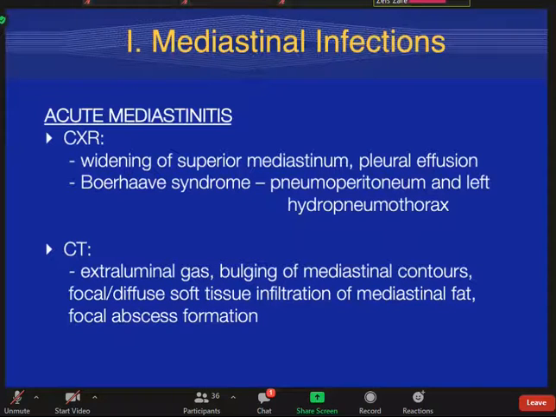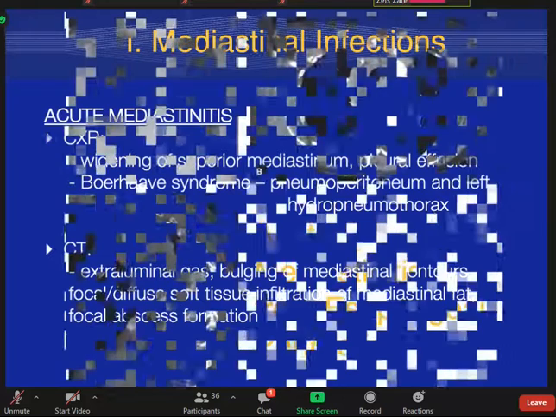When mediastinitis occurs in association with Boerhaave syndrome, pneumoperitoneum and left hydropneumothorax may also be seen. CT is the study of choice for the diagnosis. Findings include extraluminal gas, bulging of the mediastinal contours, and focal or diffuse soft tissue infiltration of mediastinal fat. Localized fluid collections suggest focal abscess formation.